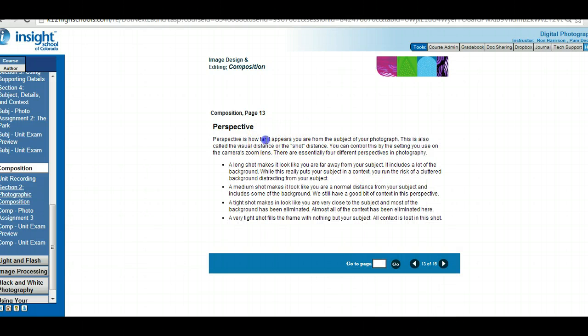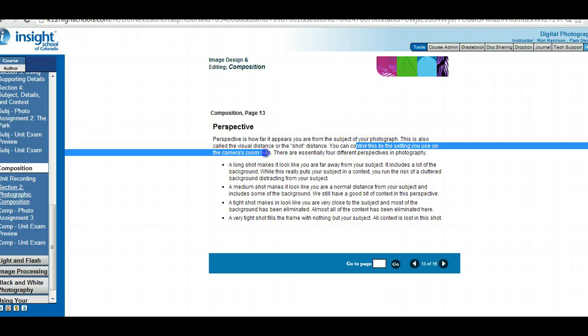Perspective is how far it appears you are from the subject. Also, it's called visual distance or the shot distance. And you can control this with the zoom settings on your camera. If you don't have lots of zoom settings or only like a 4x camera, then you can obviously walk in and out and get closer to the subject or farther away from it.